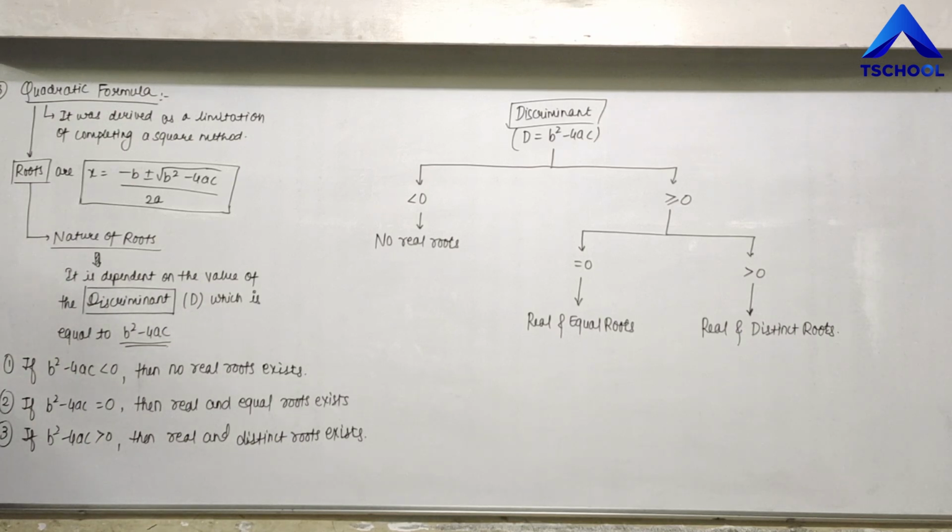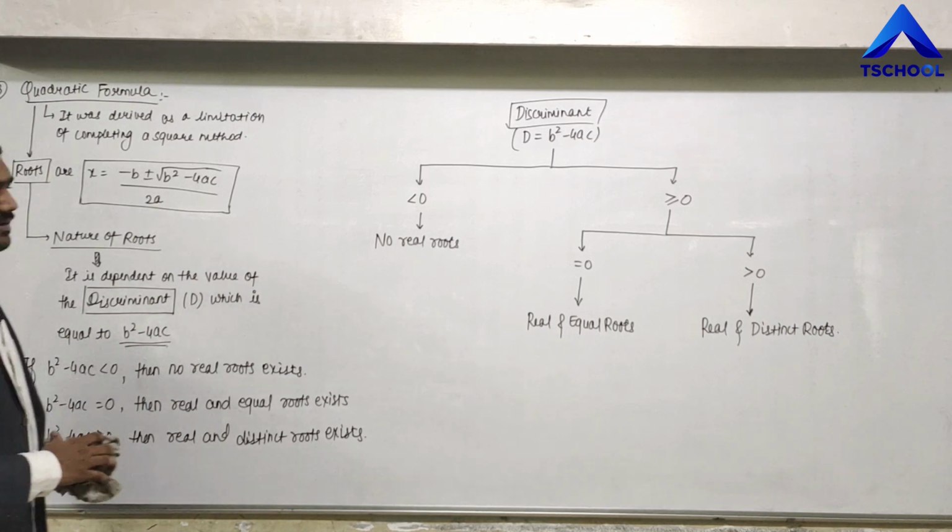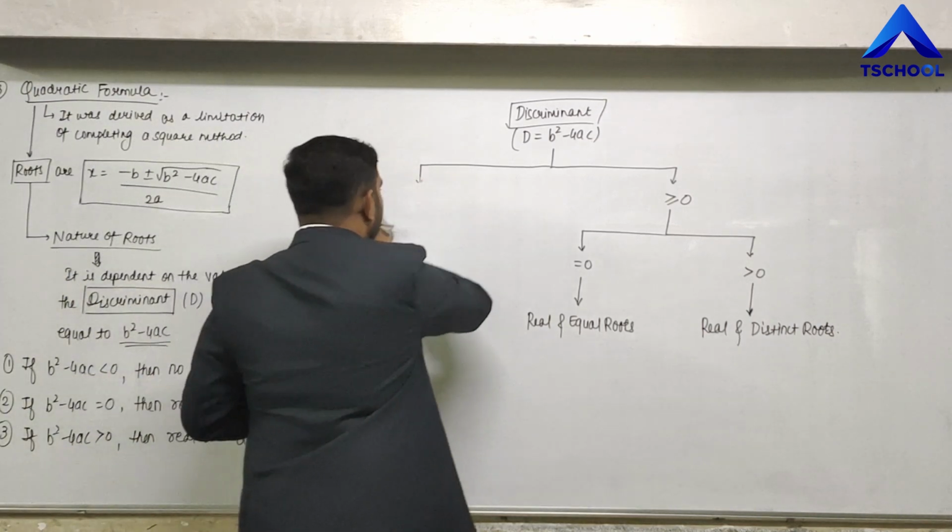So if you understand this tree very well, then there is no need of memorizing this by heart, right? You can easily come to know whether the roots for the given equation will be real and equal, real and distinct, or no real roots exist, right? So friends, I think you might write this down in your book whenever you are watching this video, right?